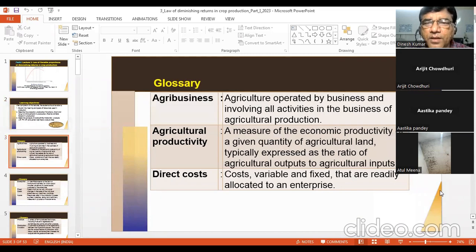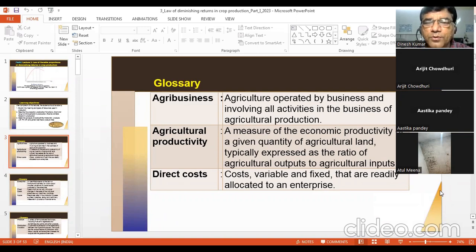Agribusiness. Agriculture operated by business. When you employ the principles of business in agriculture, it becomes agribusiness, involving all activities in the business of agricultural production. Agricultural productivity. So this productivity may include all kinds of enterprises. Here, agriculture doesn't mean just crop production. It is a measure of the economic productivity of a given quantity of agricultural land, typically expressed as the ratio of agricultural output to agricultural inputs.